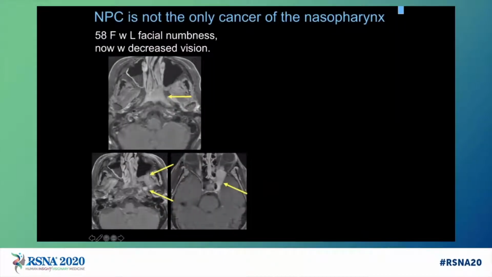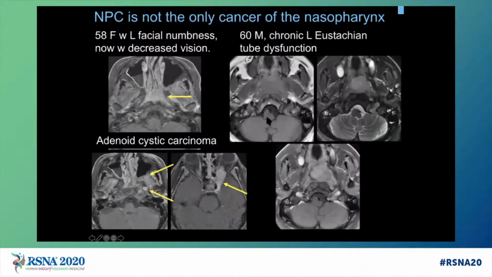Now, NPC is not the only cancer of the nasopharynx. Here's a patient with a nasopharyngeal mass, pterygopalatine fossa extension, V3 involvement, orbital apex, cavernous sinus. This is adenoid cystic carcinoma that loves to jump on cranial nerves.